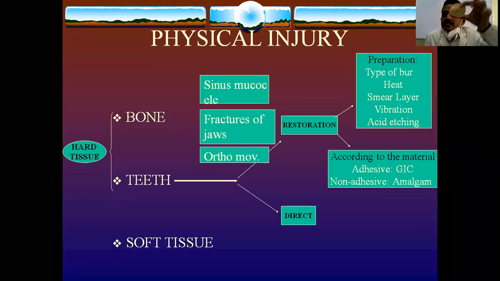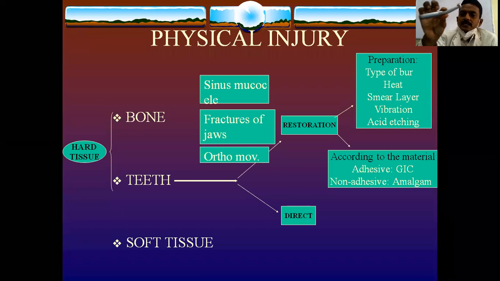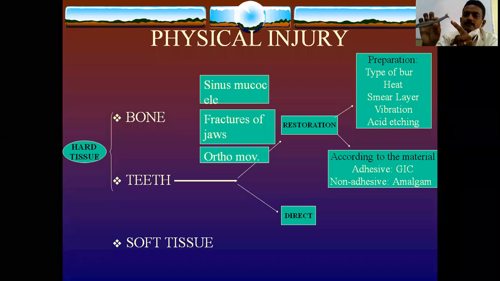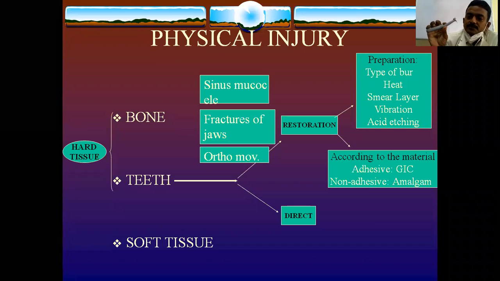See, this is the upper jaw and this is the lower jaw. I am showing you both. This instrument is called an aerator. The tip of the instrument, which I am showing you, is called a burr. Consider the type of burr used, the heat produced during this procedure, the smear layer formed, the vibrations caused during operation of this instrument, and the last one is acid etching. This is in brief about the preparation of the tooth cavity.